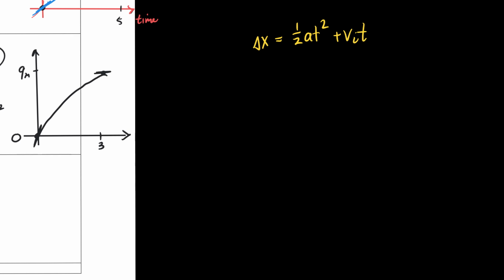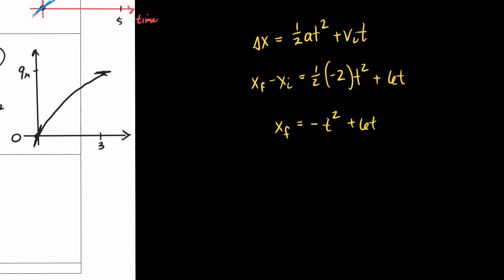I'm hoping you know how this works. Delta x is x final minus x initial. This is 1/2 times a, which we found to be negative 2, t squared plus 6t. So x final equals negative t squared plus 6t plus 0.